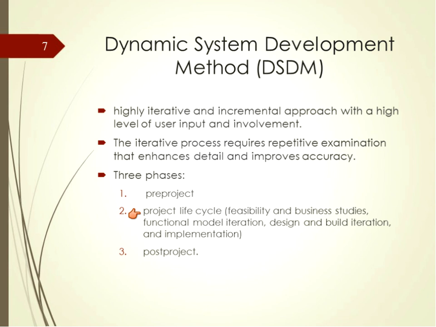In the second phase, the project's life cycle begins. This phase includes 5 steps: 1, feasibility; 2, business studies; 3, functional model iteration; 4, design and build iteration; and 5, implementation. In steps 1 and 2, the feasibility and business studies are completed. The team ascertains if the project meets the required business needs while identifying the potential risks during the feasibility study. In step 1, the deliverables are the feasibility report, project plan, and a risk log.